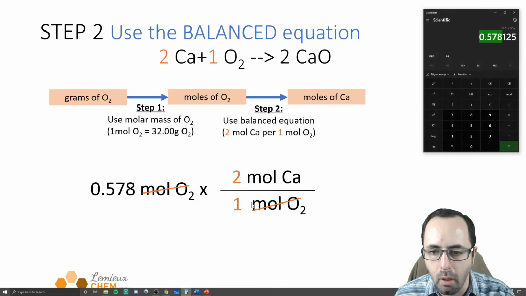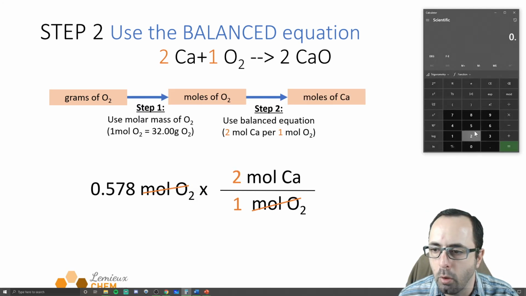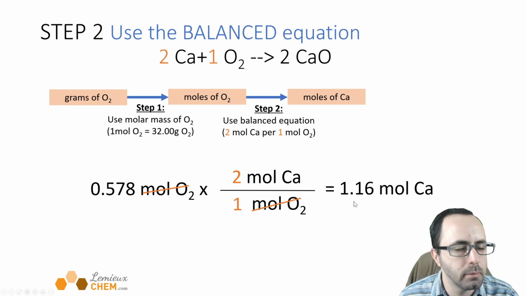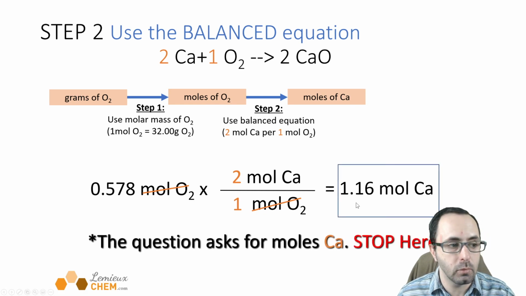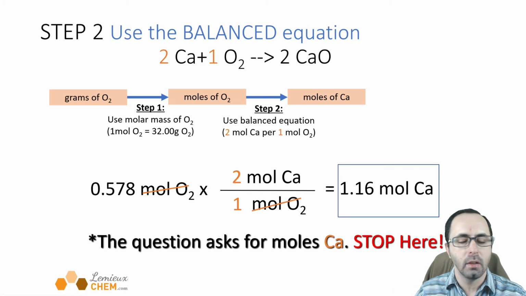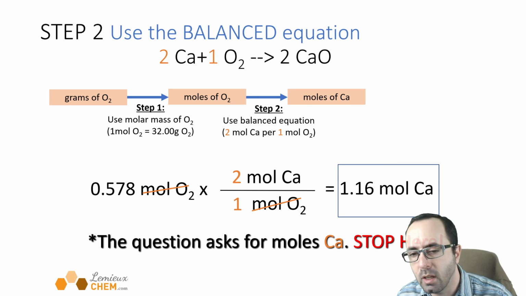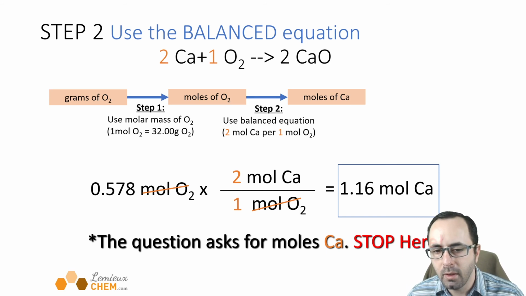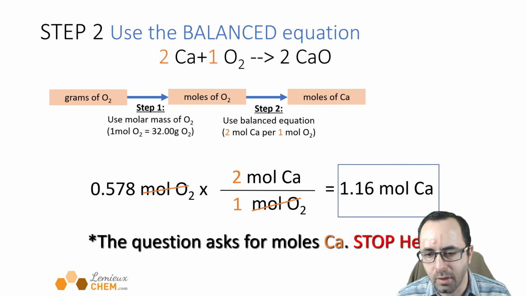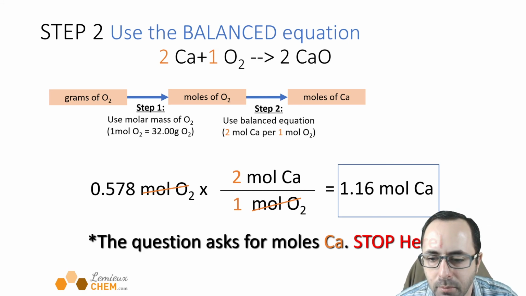And now we can multiply 0.578 times 2. And if we round this to 3 sig figs, that gives us 1.16 moles of calcium. And now we stop, right? Because that's what was asked for. How many moles of calcium? So in this case, we get to stop after step 2. So read the question carefully. It's the same 3 steps every time, but sometimes you don't need every step. In this case, we did not need step 3.